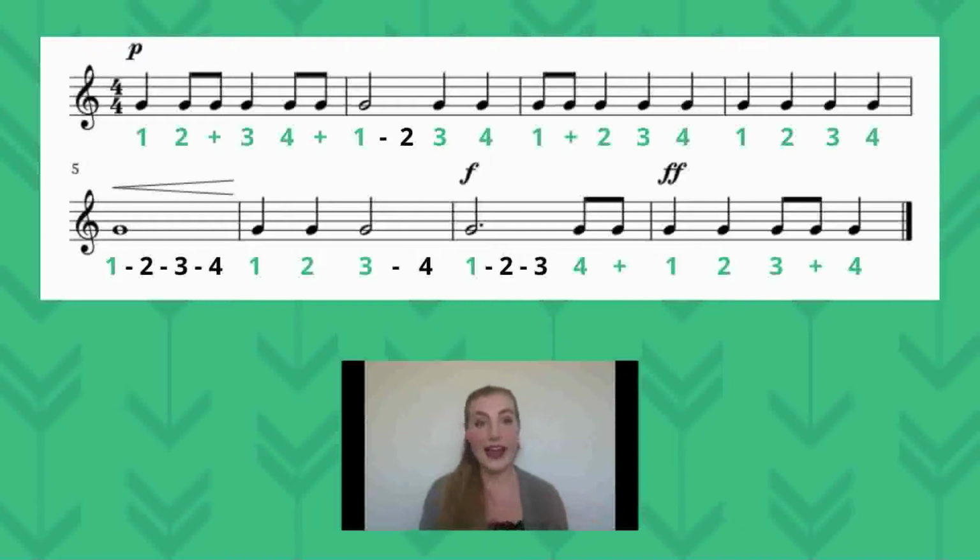Okay, let's try that whole second line, okay? Starting with that big whole note. Hold all the way through, okay? 1, 2, ready, go. 1, 2, 3, 4. 1, 2, 3, 4, and 1, 2, 3, and 4. Excellent job, you guys. Okay, so that is all of our music.